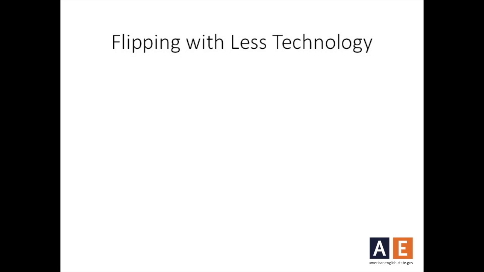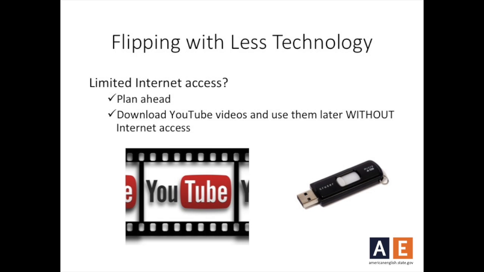Now, what if you're trying to flip with limited technology? If you actually have access to internet, plan ahead by downloading videos from YouTube to a thumb drive and then using them later when you don't have internet access.